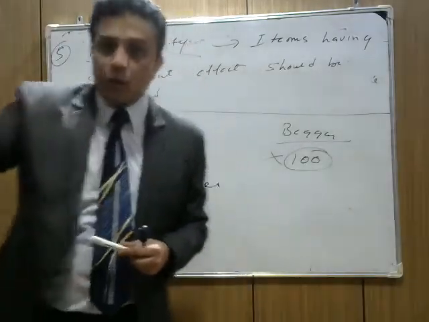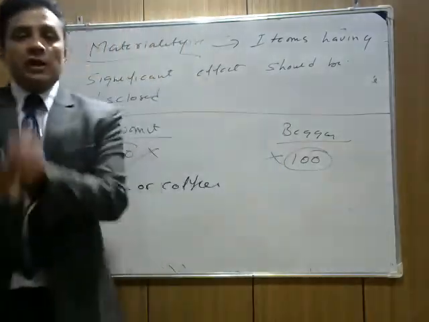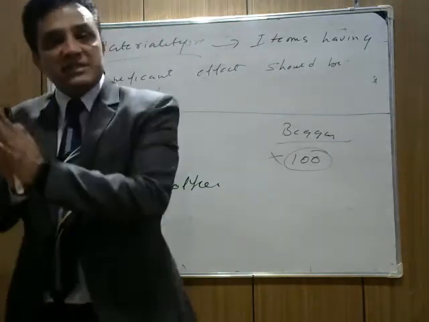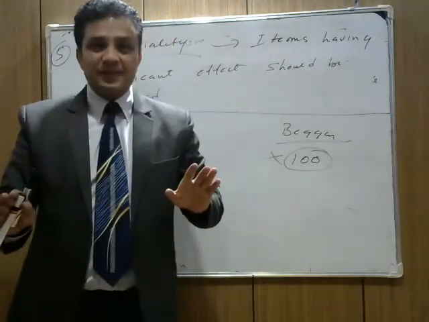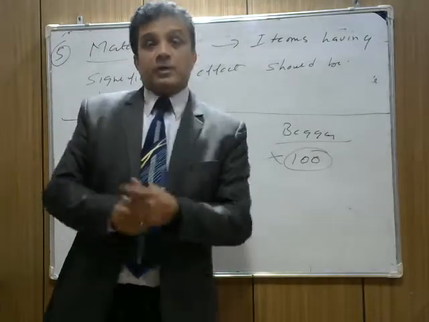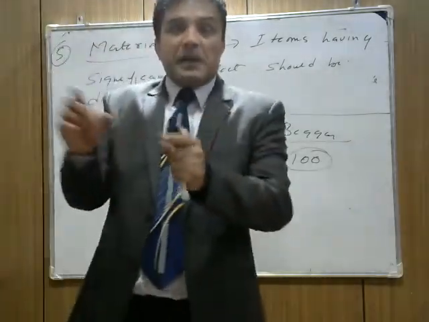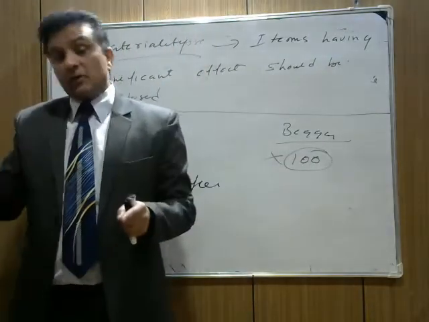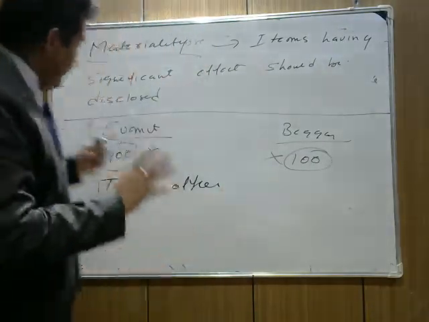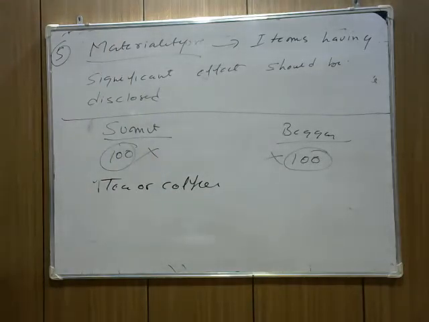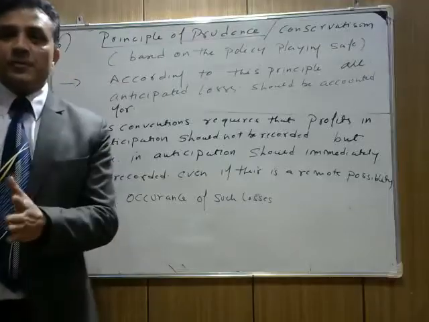So I'll give you an example. The tea or coffee you are offering to your customers should be recorded because you are spending money on it. You are spending money on cold drinks. You are spending money on snacks. So this principle is called the principle of materiality: items having significant effect should be disclosed. Is it clear? It may happen that one fact is material for someone, but does not impact others. Okay, is it clear now? Principle of materiality. Now we move forward to the next one.